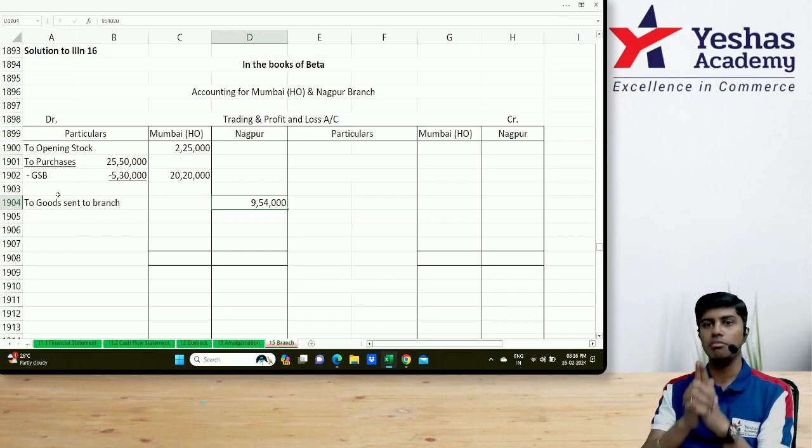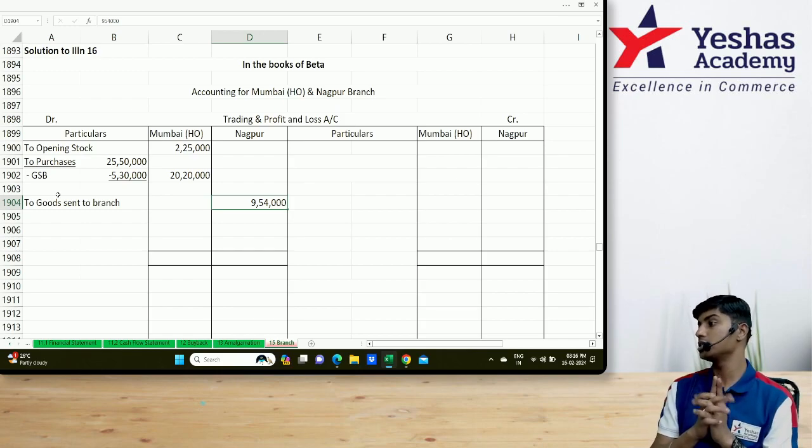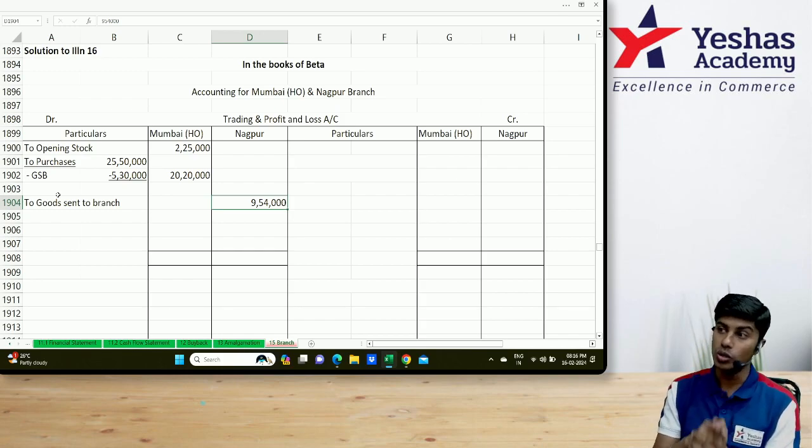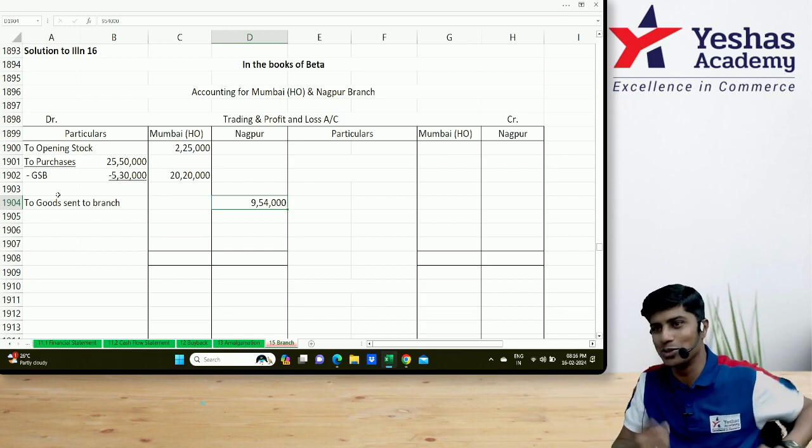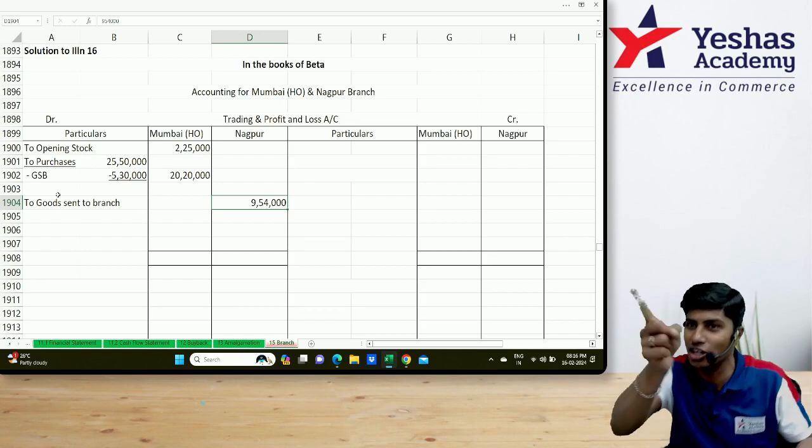In the branch column under wholesale price, everything should be at wholesale price. Everything in this except sales. Please don't write sales at wholesale price and then search, sir.